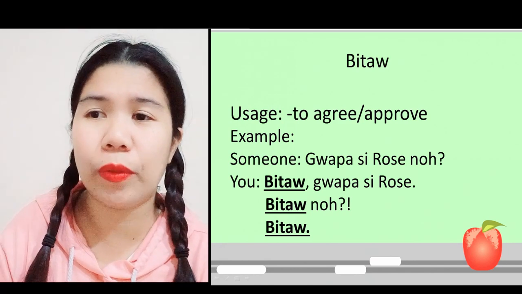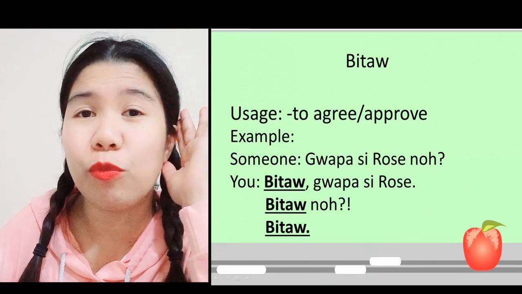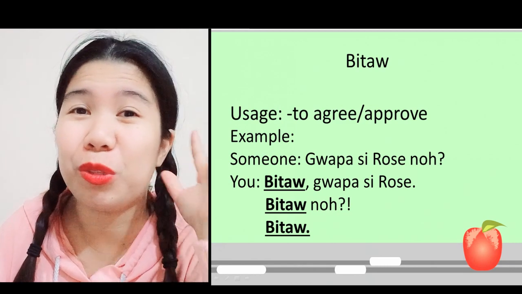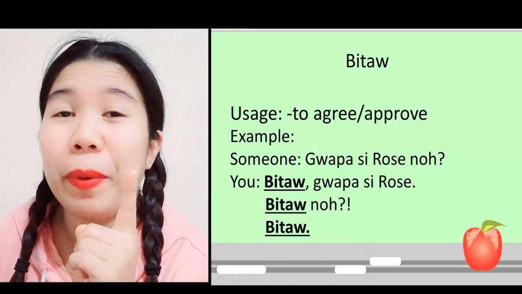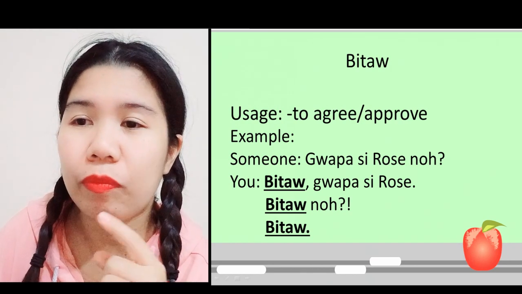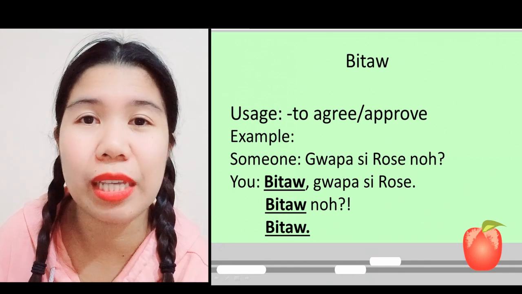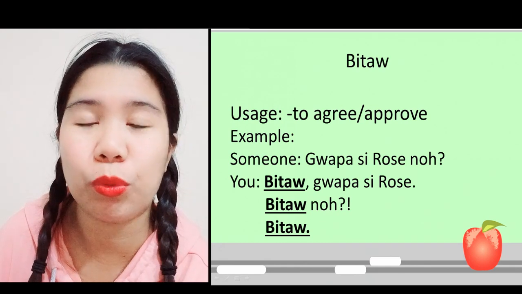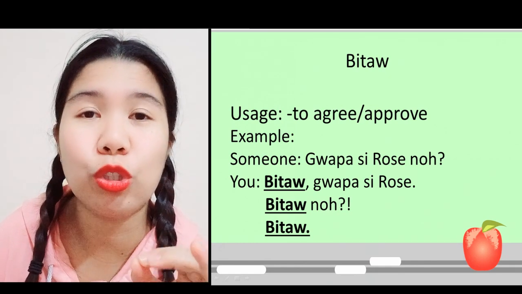Okay, let's break it down. Guapa means, what's the meaning of guapa? For my previous learners, you know guapa already, right? Guapa is pretty or beautiful. And then si Rose, that's our subject, so we are referring to Rose. And then we have the word no.